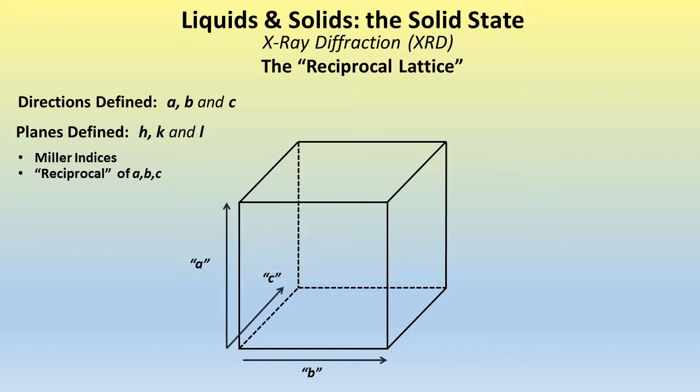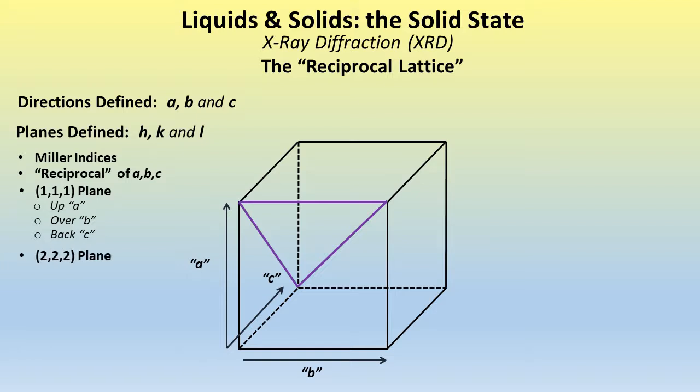For example, the 1, 1, 1 plane means you move up 1 in A, over 1 in B, and back 1 in C, and you basically have the diagonal cut of the cube. The 2, 2, 2 plane, however, is defined by moving up 1/2, the reciprocal of 2 in A, 1/2, the reciprocal of 2 in B, and back 1/2, which again is the reciprocal of 2 in C.